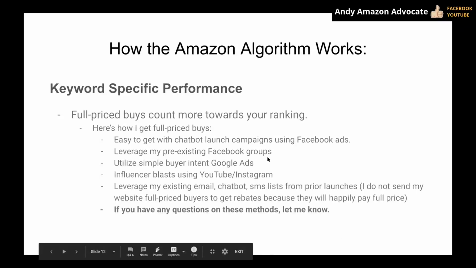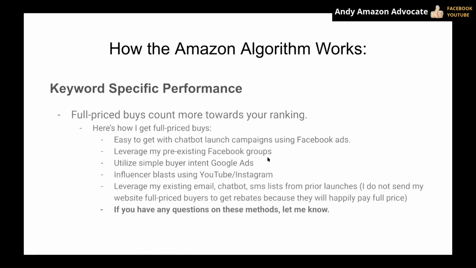So full price buys do count more towards ranking than, say, a coupon-based purchase. And we can get full price buys using chatbots and Facebook groups. We can also use a whole bunch of different methods that I personally use, like Google Ads, influencers, our existing email and chatbot lists, lists that we've compiled from previous launches. We can get full price buys through this, or we could just create a simple ad and run a rebate campaign using Facebook ads and Facebook Messenger.